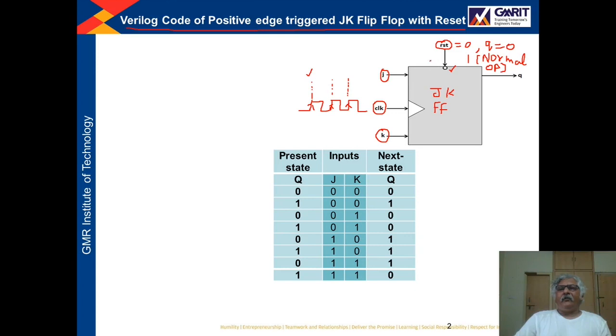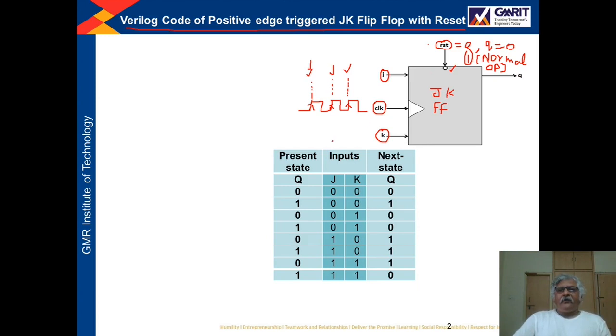So let us assume we kept the reset at 1. Whenever a positive edge in the clock is detected, then depending upon the values of J and K, the output will change. The same thing will happen at this edge also, and at this edge. Apart from these edges, if you change the value of J and K, that will not be reflected at the output, because this flip-flop will work only at the positive edge of the clock.